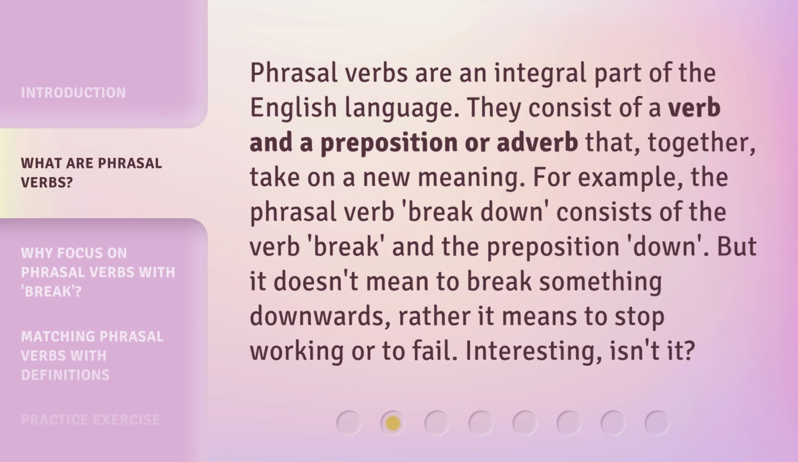Phrasal verbs are an integral part of the English language. They consist of a verb and a preposition or adverb that, together, take on a new meaning. For example, the phrasal verb break down consists of the verb break and the preposition down. But it doesn't mean to break something downwards. Rather, it means to stop working or to fail. Interesting, isn't it?